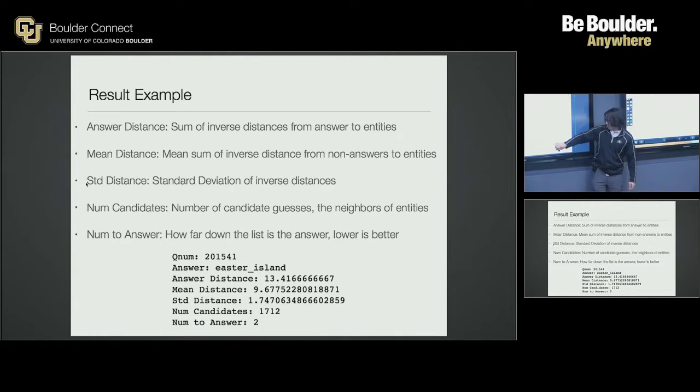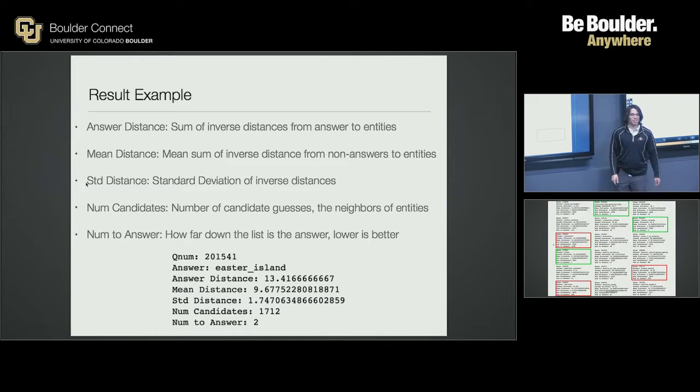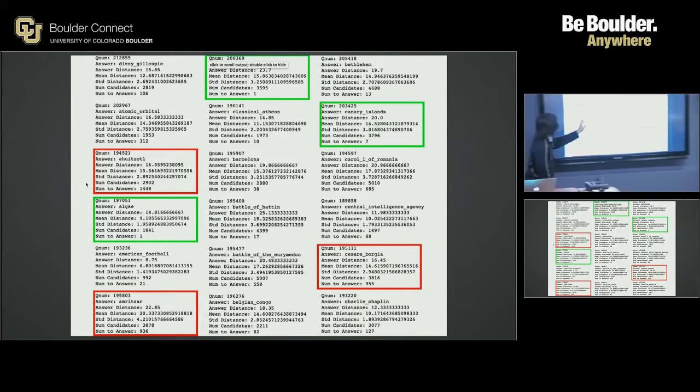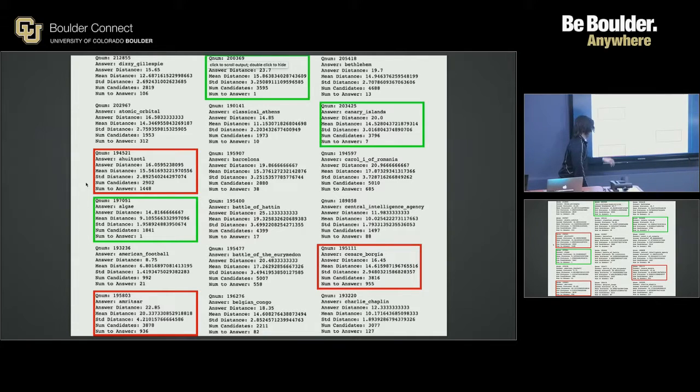So that's hard to read, so I'll just talk about this slide. What I'm looking for is that the answer distance is above the mean distance by a non-trivial number of standard deviations, and that the num to answer is hopefully 1 or just low. So I ran this on the 70 questions or so, and since it's kind of hard to see, I'll point out these green are in the top 1, top 7, and the red are very bad, like 15,000 out of 3,000, or 1,500 out of 3,000, and 900 out of 4,000.